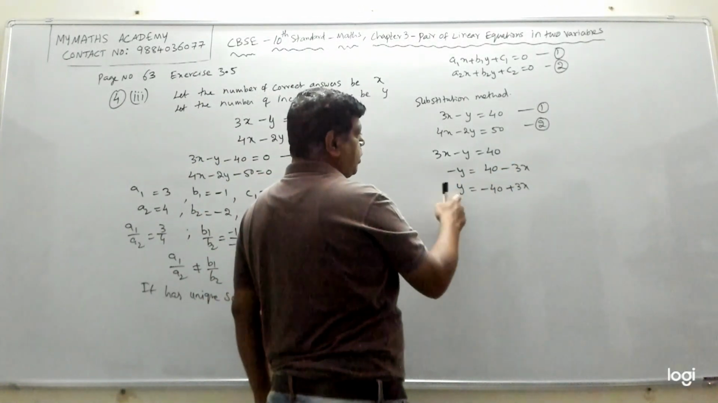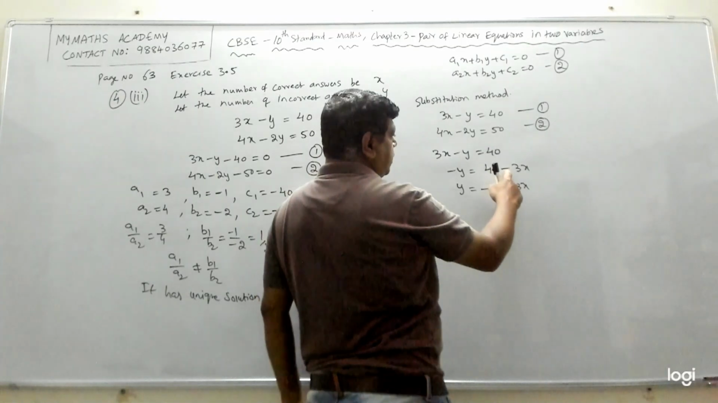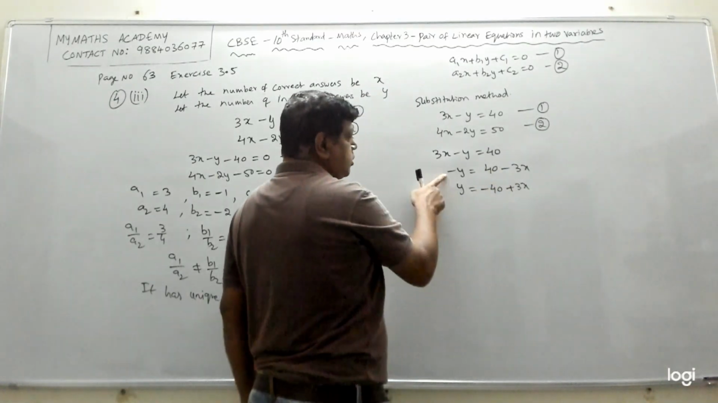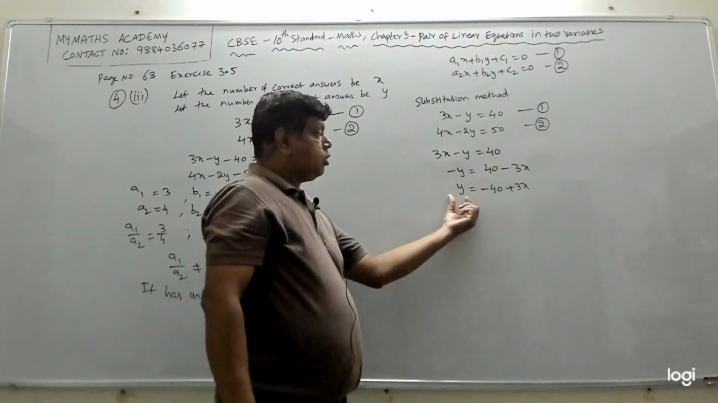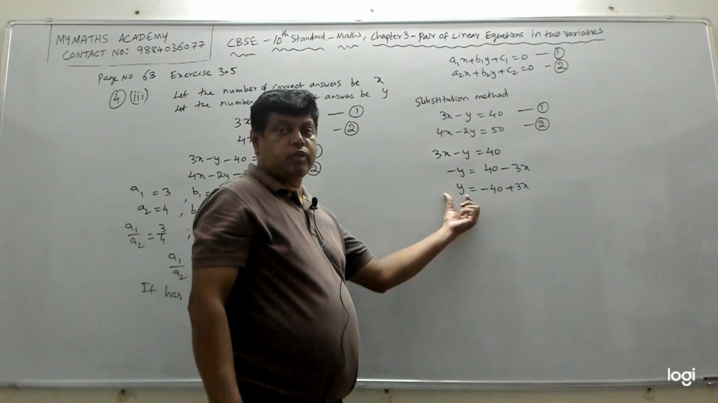Minus y has become plus y. Plus 40 has become minus 40. Minus 3x has become plus 3x because we want to have only y here. You cannot have minus y also. You have to just have only y.